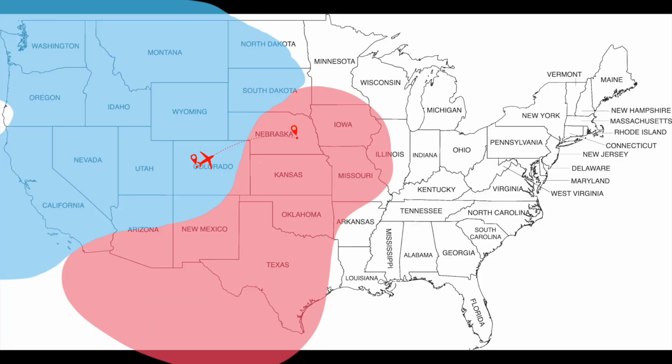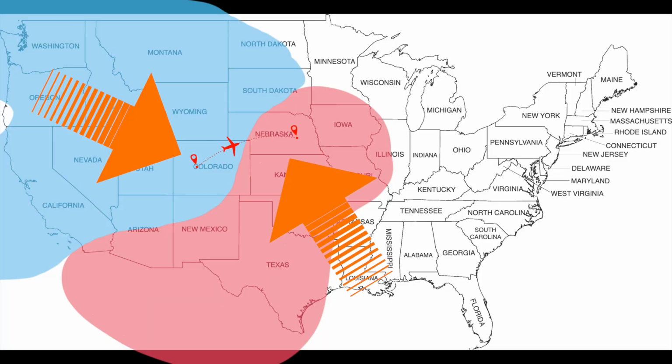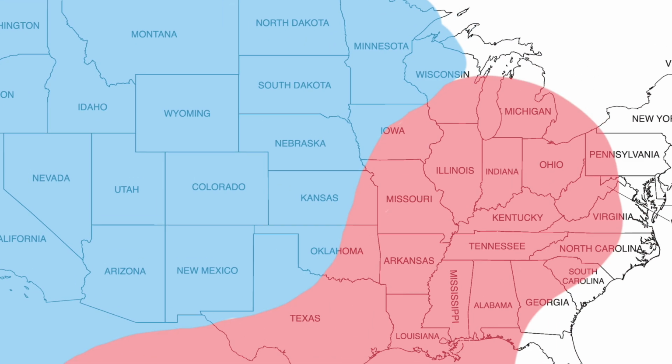And this explains why, when flying from Colorado to Nebraska, the states may have different air masses and totally different weather. Colorado's air mass being cooler and dry from the west, and Nebraska's warm and humid from the Gulf of Mexico. Geographically close, but meteorologically far apart.